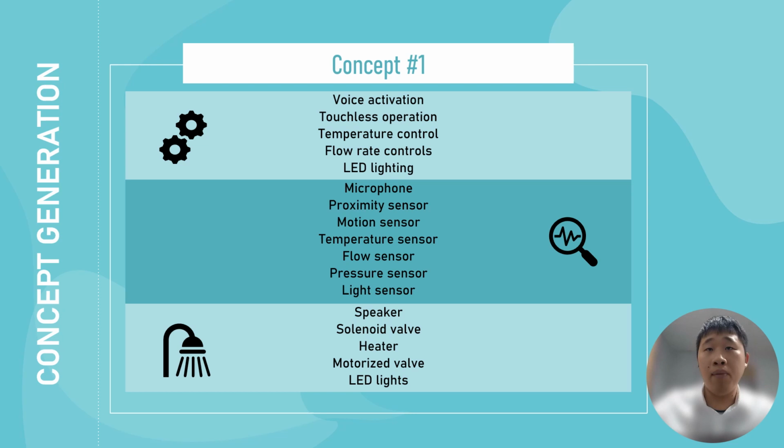Moving on to the temperature control. This smart water tap is equipped with a temperature sensor and a heater, which allow the user to select his preferred water temperature. By using the flow sensor and a motorized valve, the user also can adjust the flow rate to suit his need, whether he is washing the hands or washing the dishes. Finally, this smart water tap also features LED lighting that can be adjusted using a light sensor. The sensor can detect the ambient lighting condition in the room and adjust the brightness of the LED lighting accordingly.